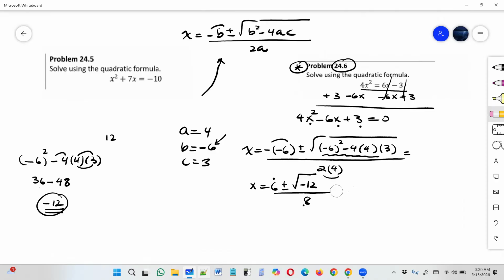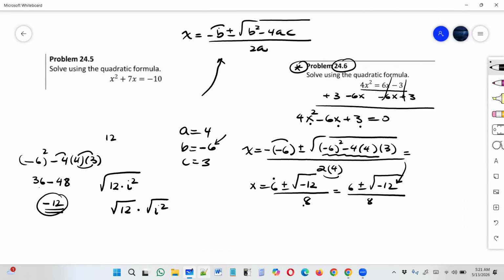So -12 goes inside of the radical. All right, and you may find it a little strange because it's negative. We cannot evaluate the square root of -12. Yes, we cannot. It's not a real number. Okay, it's not a real number. So what do we do? We have to simplify this radical using imaginary numbers. So the -12 is going to become 12i squared, right? Imaginary numbers. Now we break that into this.